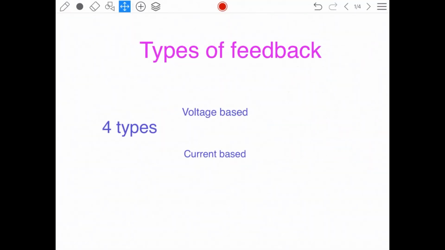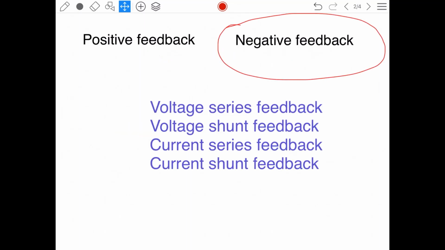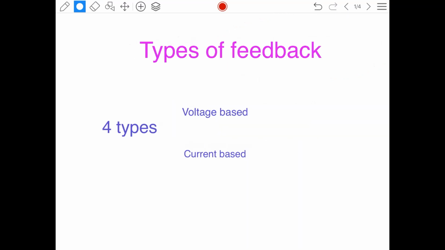Hello all, welcome to the video on types of feedback network. As we have understood, there are two basic classifications of a feedback network: positive and negative feedback network. We have understood the negative feedback in many ways is more advantageous over the positive feedback network. So in this video, let us understand the basic types of the feedback network.